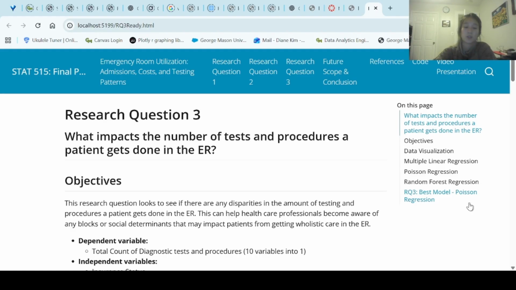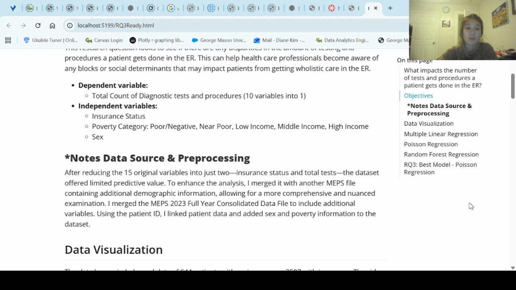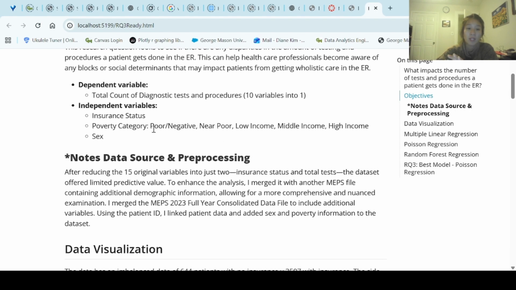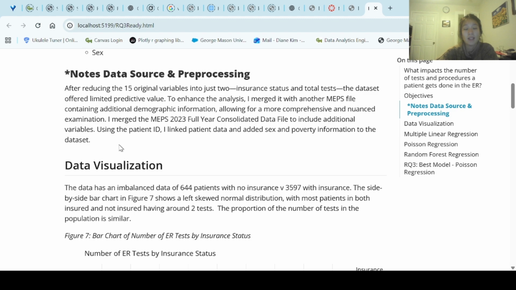So my third research question looks at what impacts the number of tests and procedures a patient gets done in the ER. My dependent variable looked at the total count of diagnostic tests and procedures, and my independent variables looked at insurance status, poverty category, which had 5 different categories here, and sex. One thing to note is that I did combine my original data set with a new data set, linking it with a patient ID. So I added sex and poverty information.